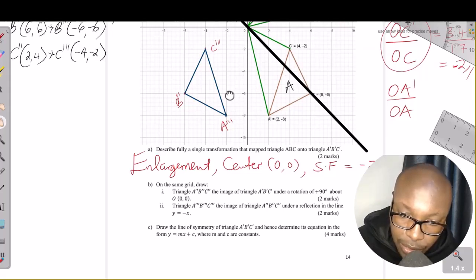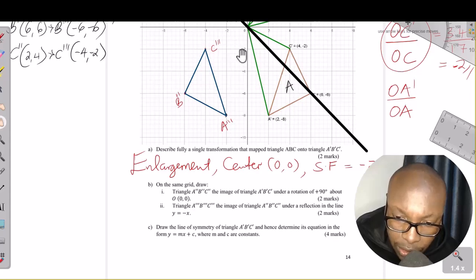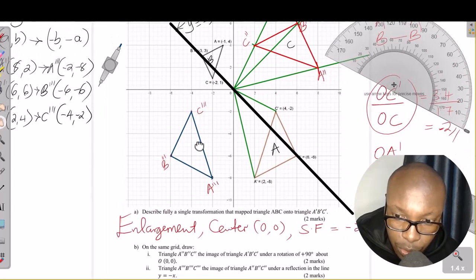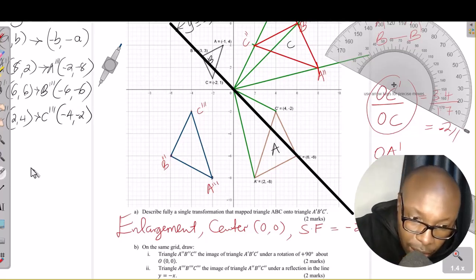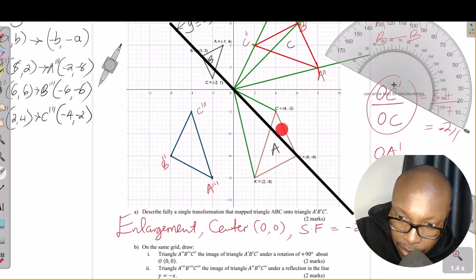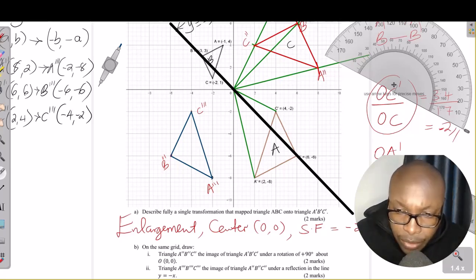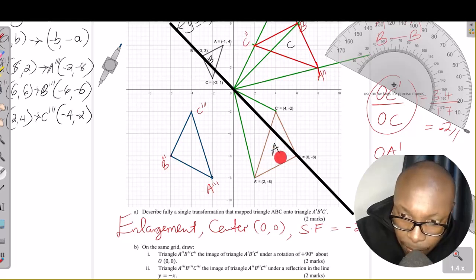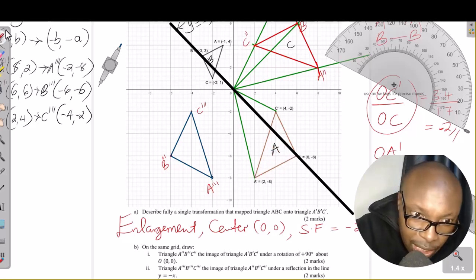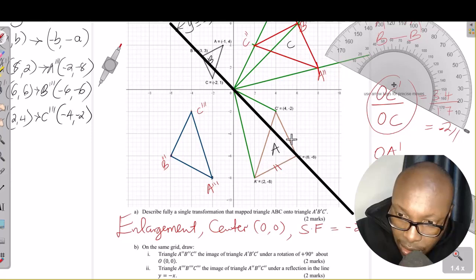Draw the line of symmetry of triangle A prime, B prime, C prime, and hence determine its equation in the form y is equals to mx plus c. Which triangle is that? It is this triangle. Draw the line of symmetry. The line of symmetry is the line that divides that triangle into two equal halves. And when you look at this triangle, you notice that it is isosceles. So this side is equivalent to this side.